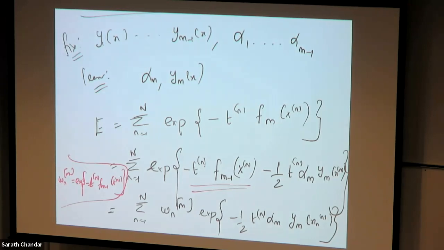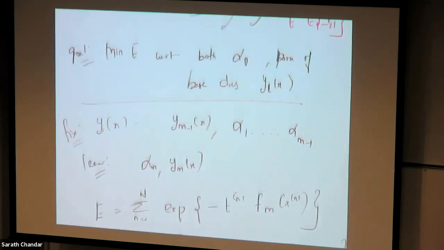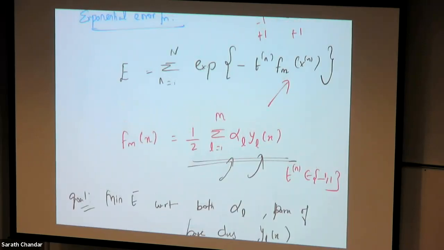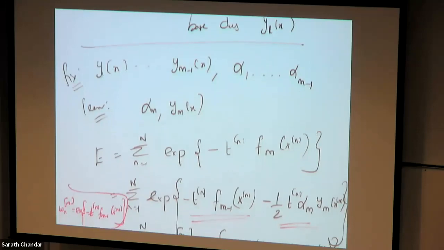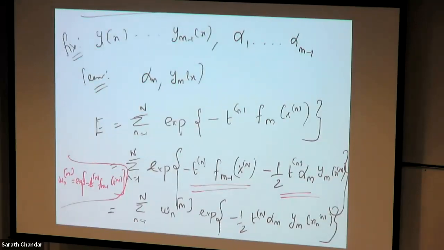Okay, there is a question in the chat. Why do we use 1 over 2 here when I split things? It's because f m is basically 1 over 2 summation over l equal to 1 to m alpha l y l. If the question was why do I have 1 over 2 here, you will see that later, because when we differentiate, it is going to help us cancel things. So it doesn't really matter.